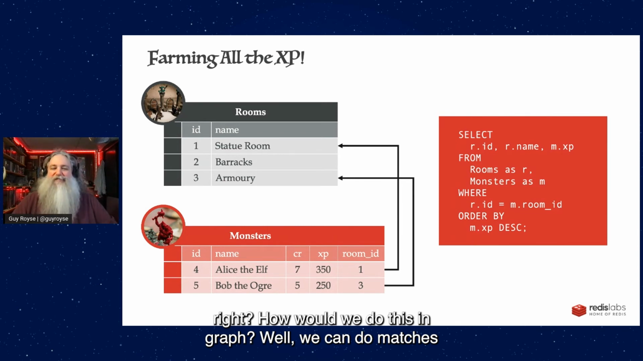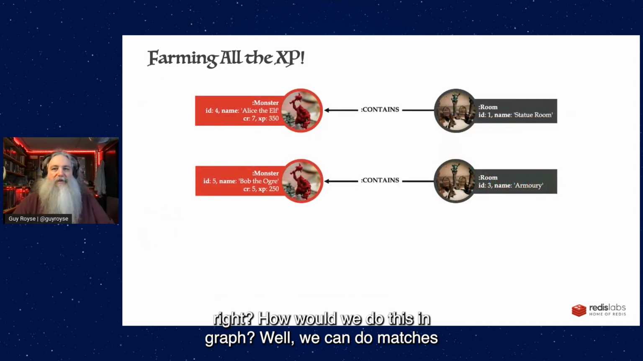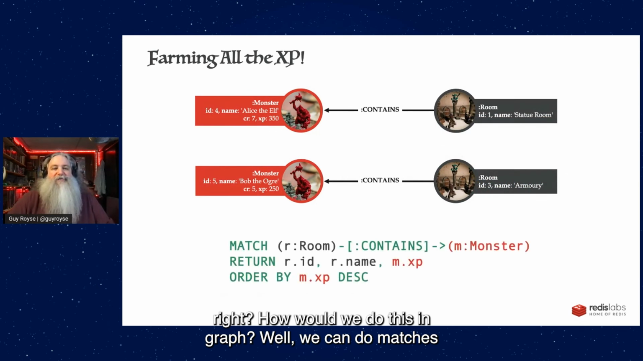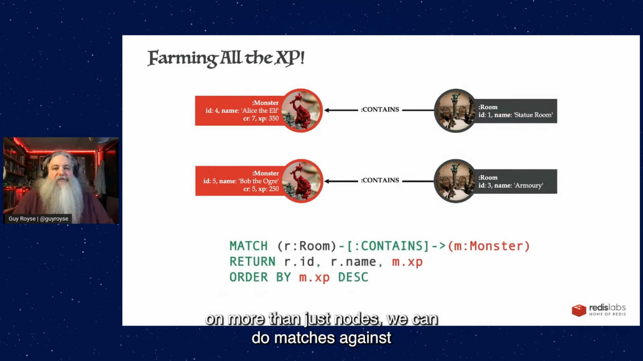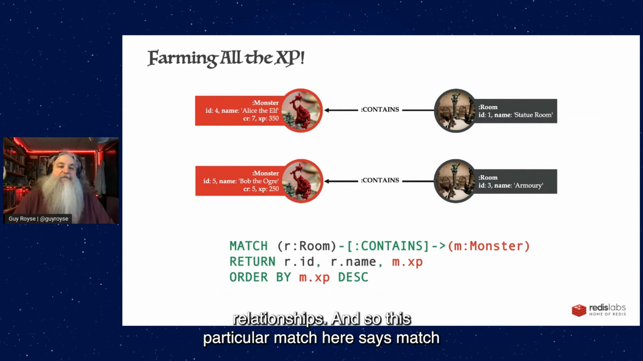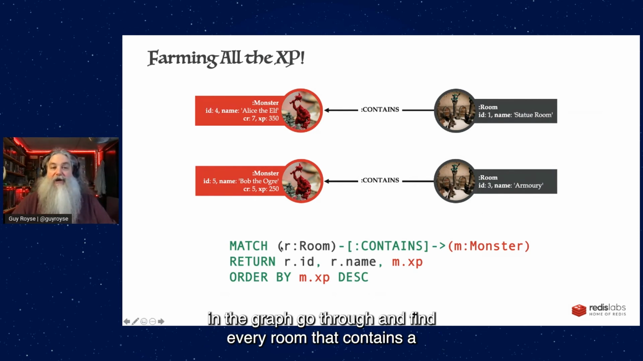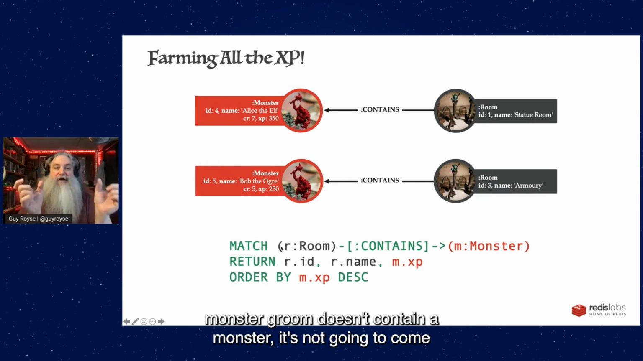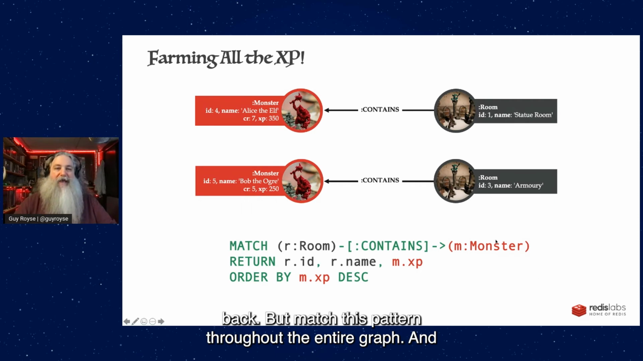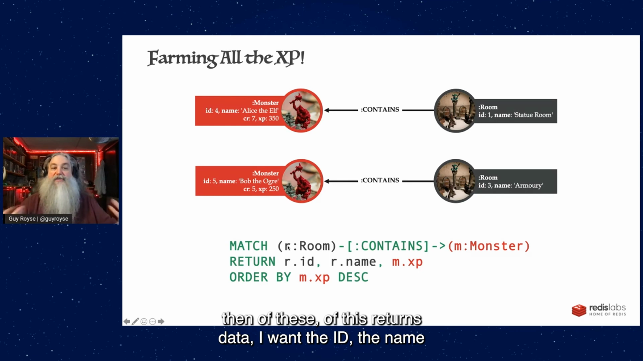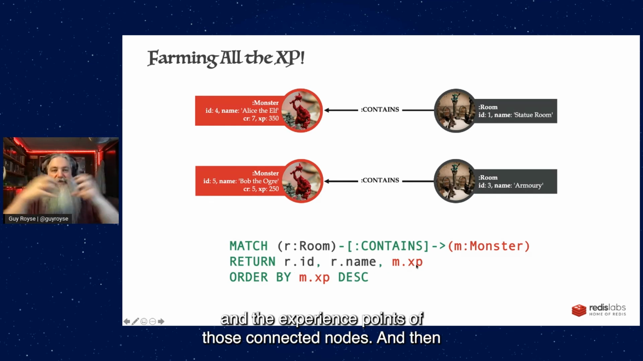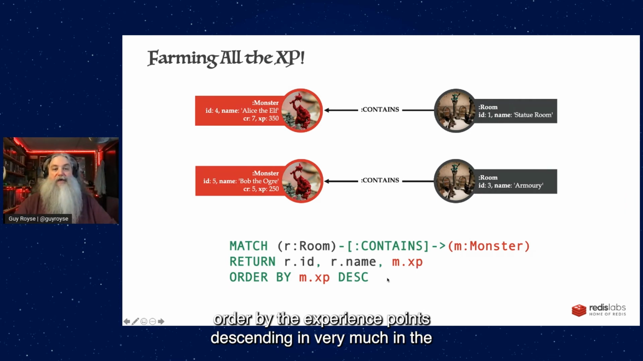How would we do this in a graph? Well, we can do matches on more than just nodes. We can do matches against relationships. This particular match says, match in the graph, go through and find every room that contains a monster. If the room doesn't contain a monster, it's not going to come back. But match this pattern throughout the entire graph. And then of this returned data, I want the ID, the name, and the experience points of those connected nodes. And then order by the experience points descending.